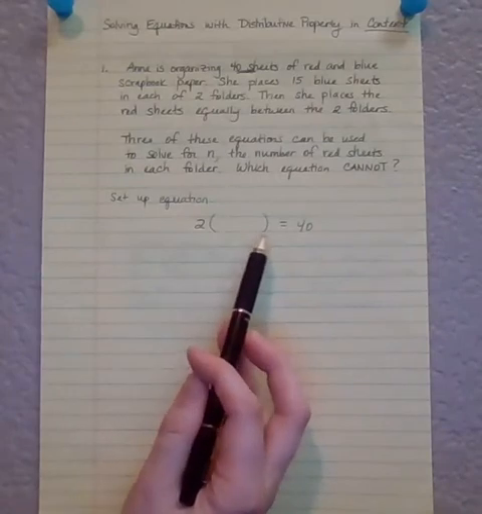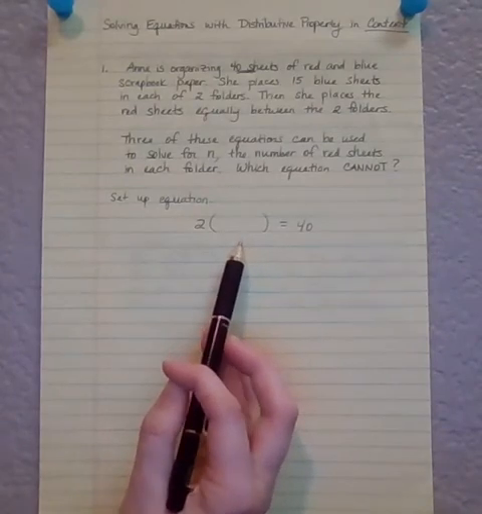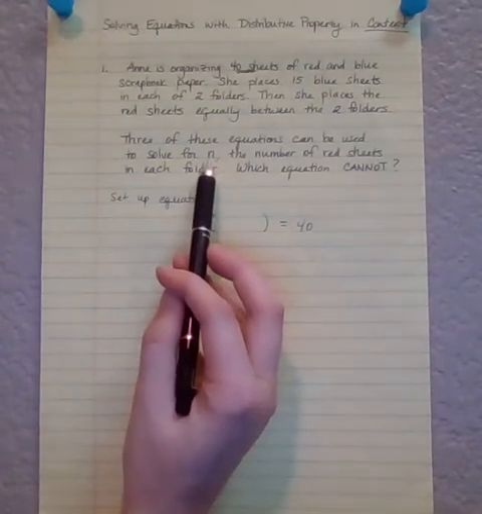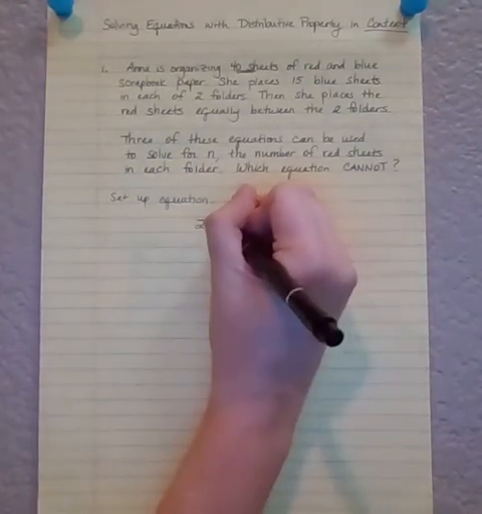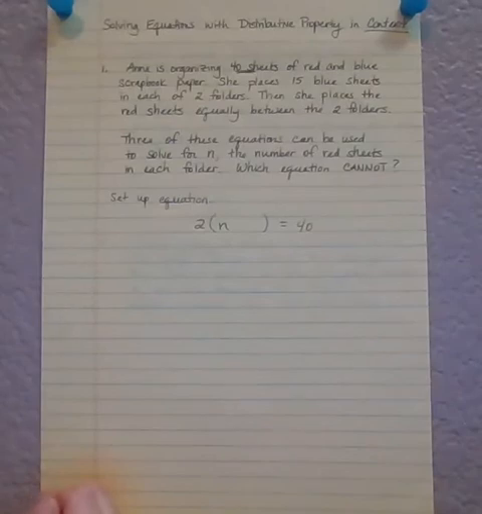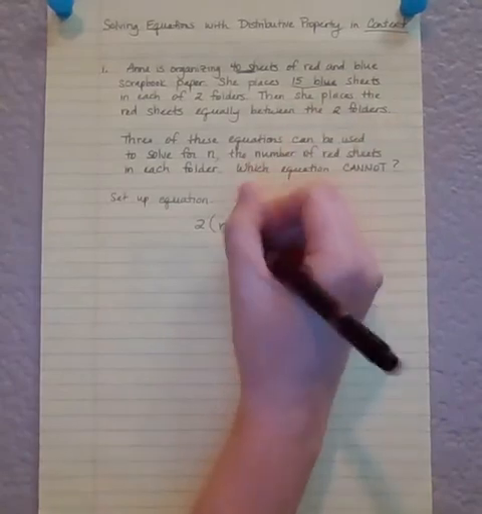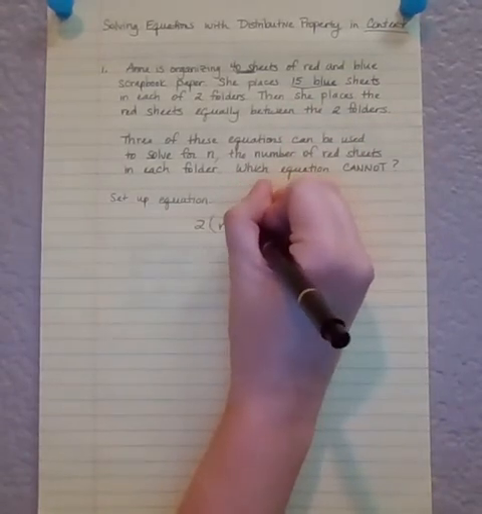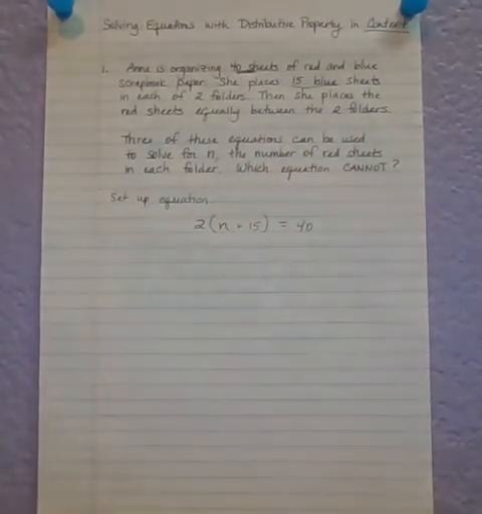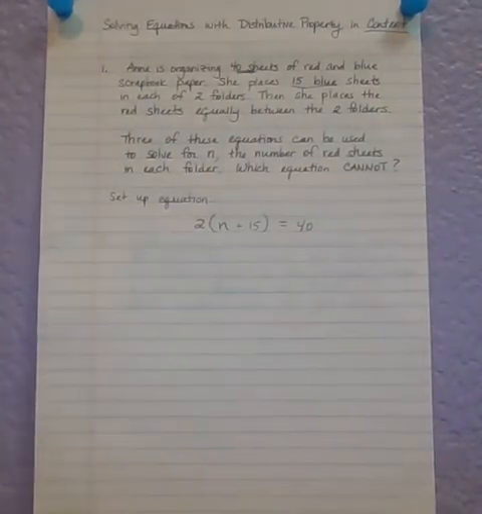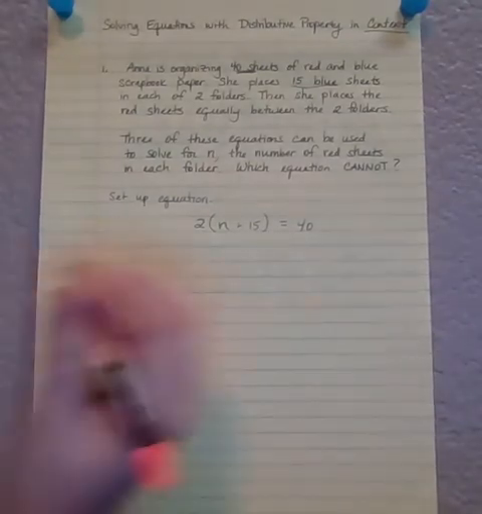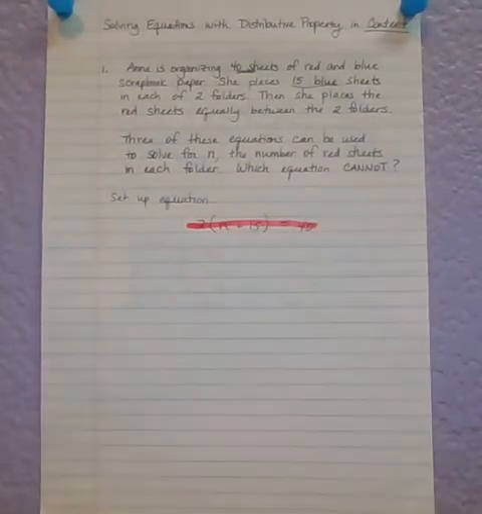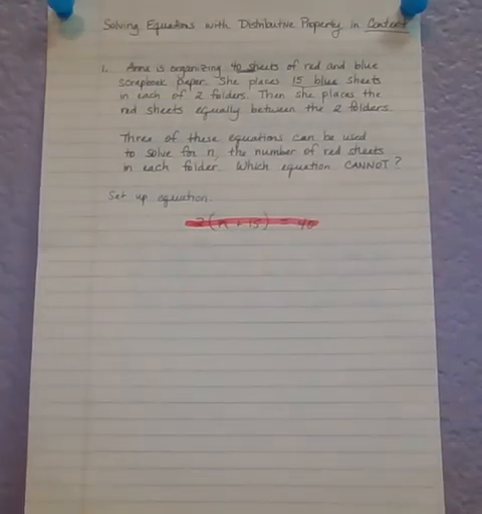Inside, I know the variable n represents our red sheets. Our blue sheets is actually given in the problem, 15 blue sheets. So that's our first equation. That's going to be one of our correct answers. So I'm going to go ahead and highlight this. That equation is not going to be the answer we choose for this problem.